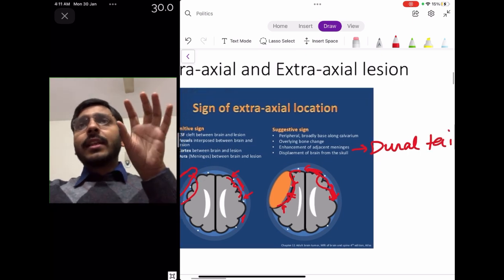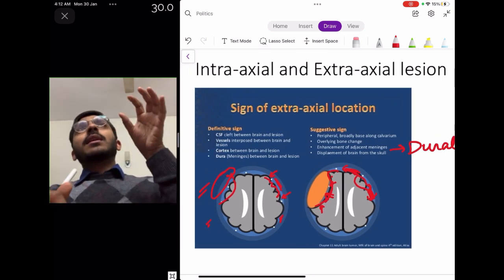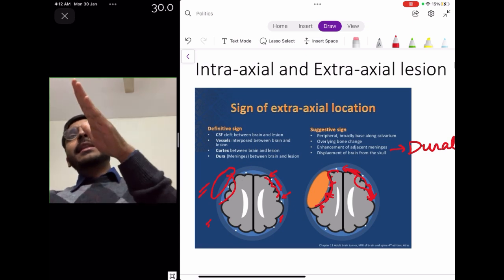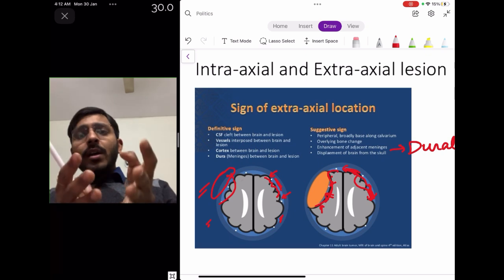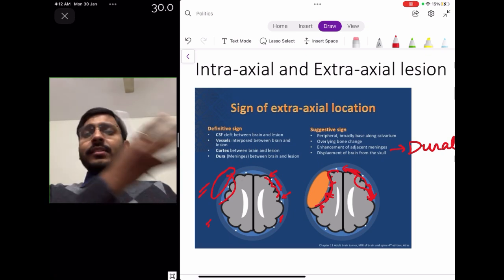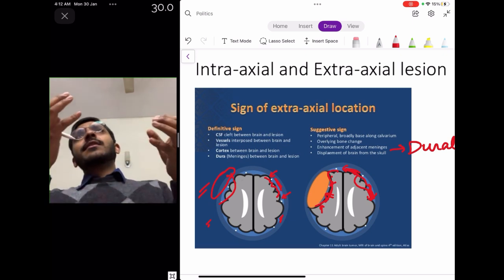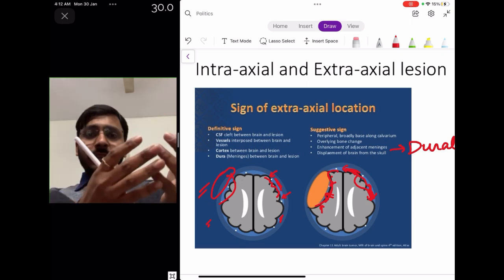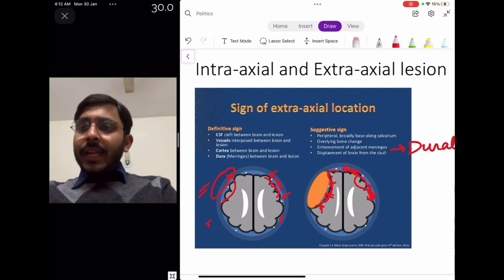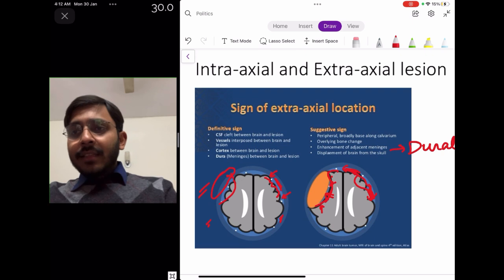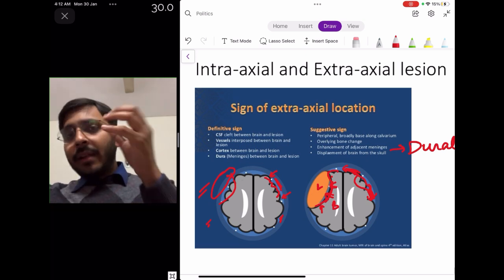So think logically, if there is a tumor outside the brain parenchyma, an extra-axial lesion, we typically say the lesion arises from the meninges, bone, or the scalp. So if there is a lesion arising from the meninges, what will it do? It will push the vessels inside. You can see here that the vessels are in between the lesion and the brain. The CSF will be between the lesion and the brain.